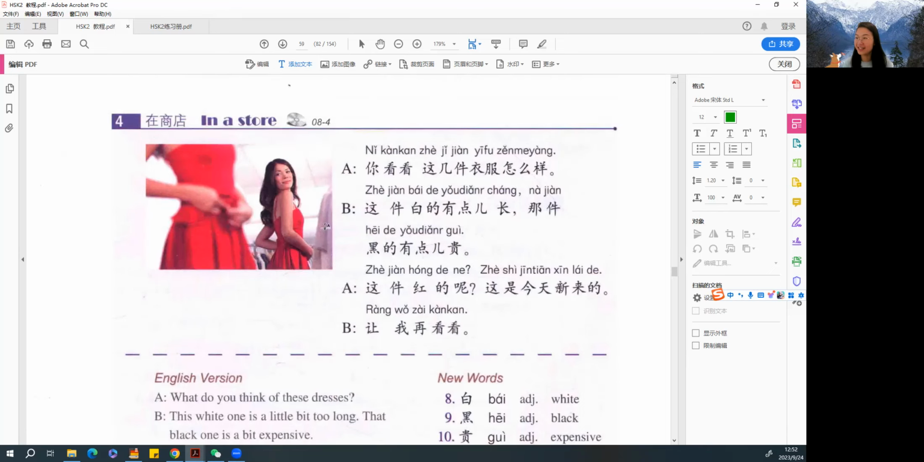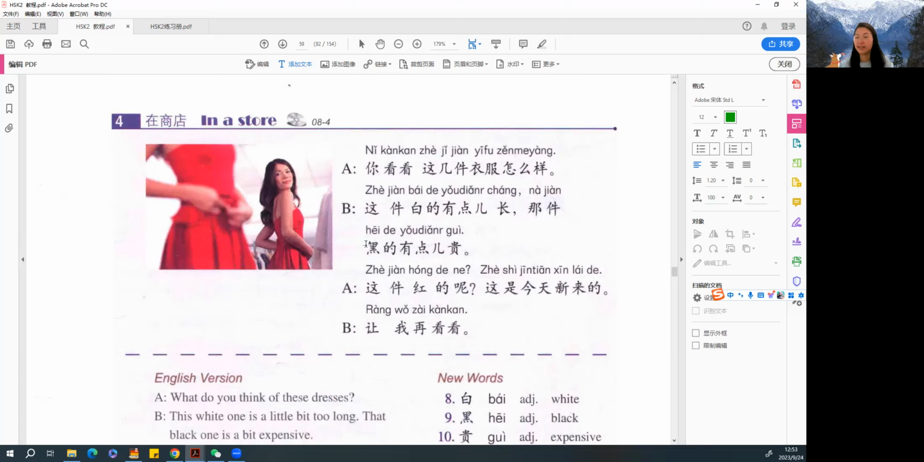Okay, so now let's take a look at this conversation. 你看看. So you look. You take a look. Oh, you remember this one. So 你看一下. They are the same. You look, you take a look. So 看看 and 看一下 are both very oral expressions saying take a look in a very casual way. 这几件 these few clothes, 怎么样 is how, right? 怎么样 is how. How do you think of that? How do you feel about that?